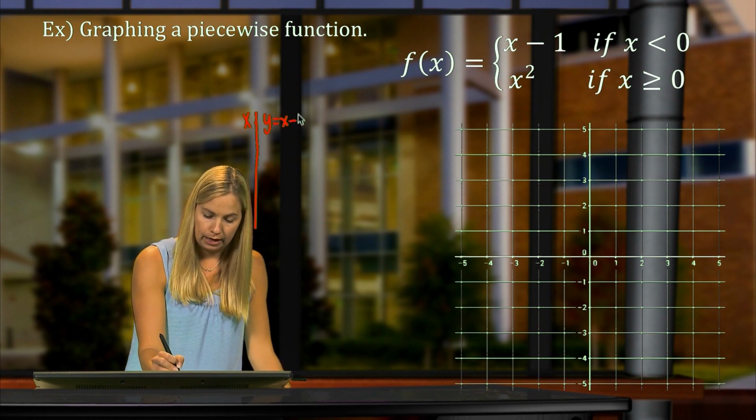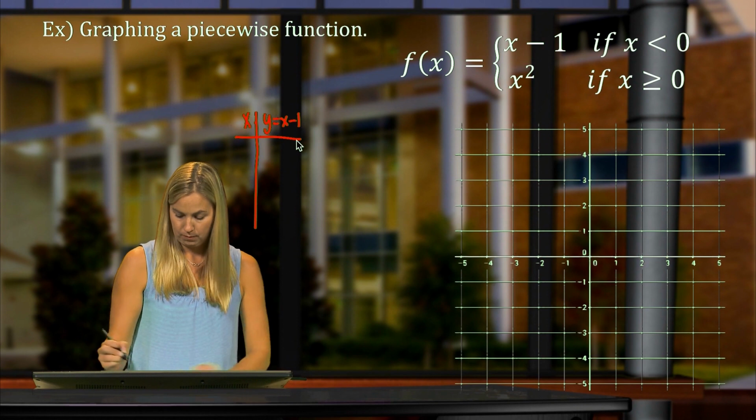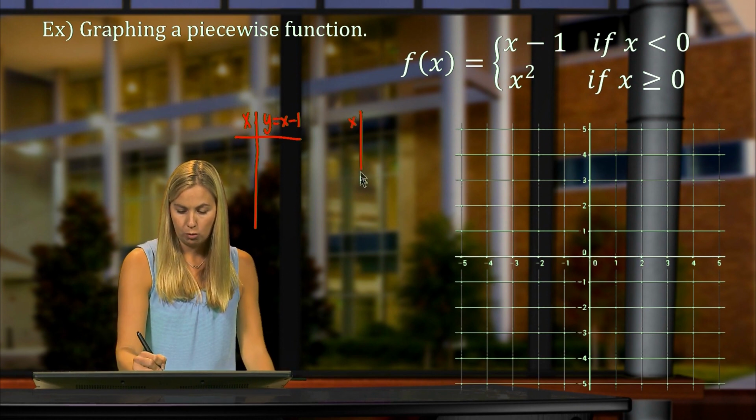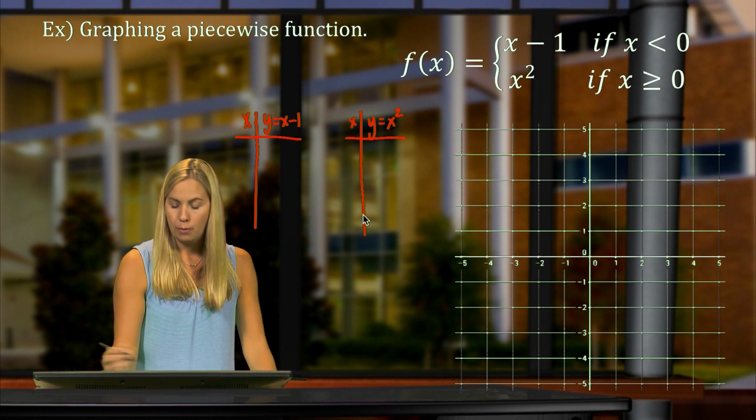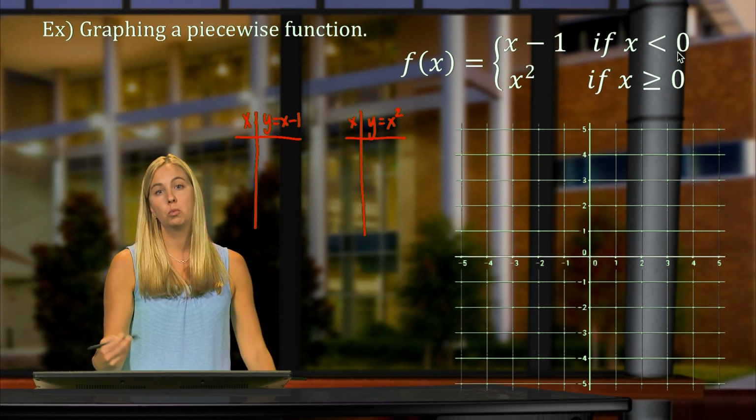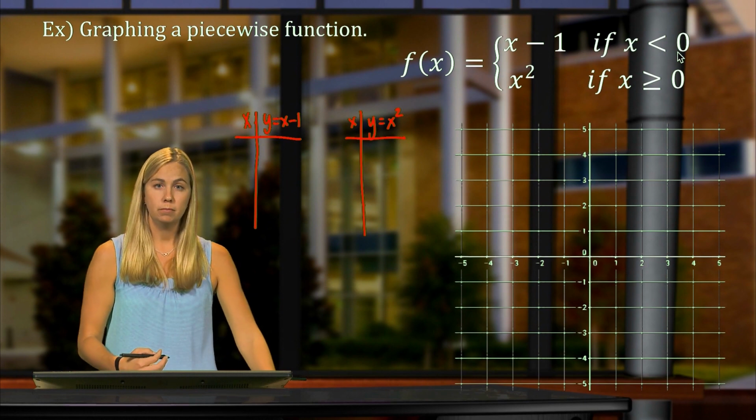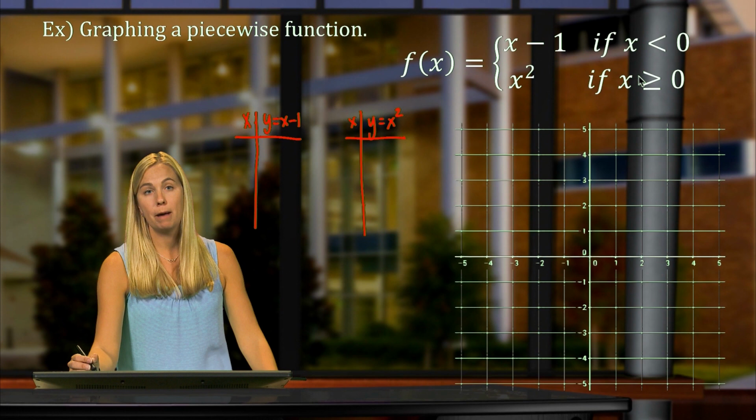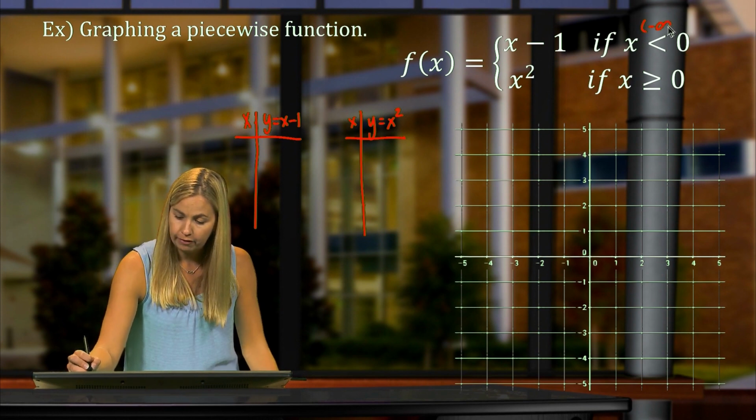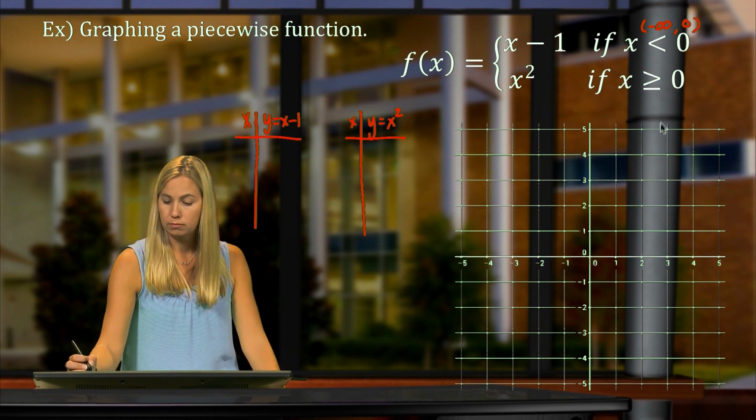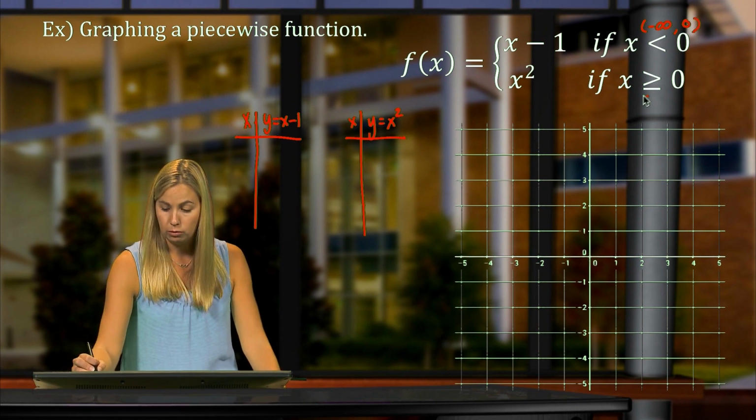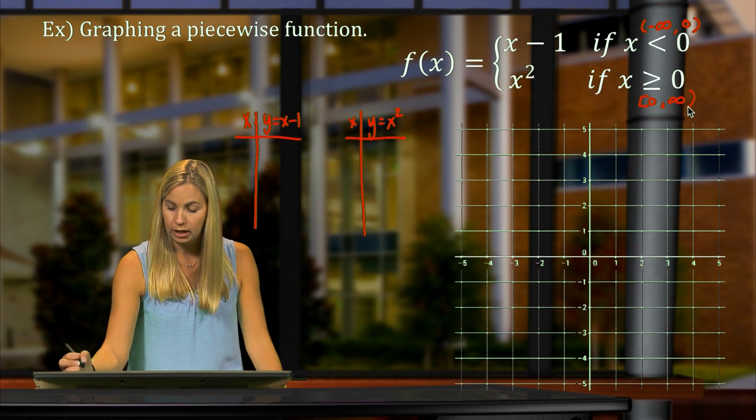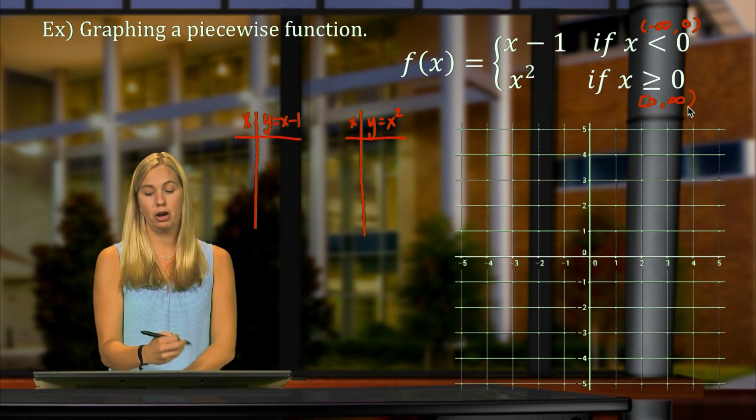y equals x minus 1, and another table of values for y equals x squared. And we're going to use these domains to determine what values of x we're going to plug in. Now we're always going to use the endpoints of our domains. If I think about this as an interval, x is less than 0 is negative infinity to 0. x is greater than or equal to 0 is 0 to positive infinity. So we always want to plug in our endpoints.